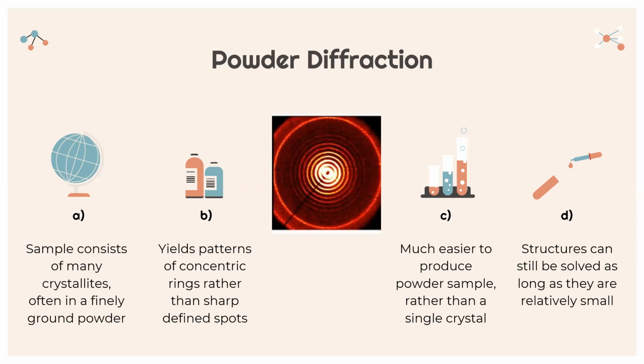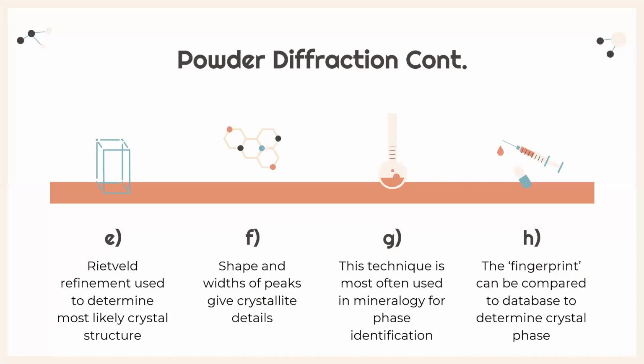structures can still be solved as long as they are relatively small and there isn't excessive overlap between peaks. A method called the Rietveld refinement is often used to determine the crystal structure that is most likely to have given rise to the observed pattern. Just like with single crystal crystallography, the shapes and widths of the individual peaks can be analyzed to determine the details of crystallite sizes along with microscopic strains and defects.